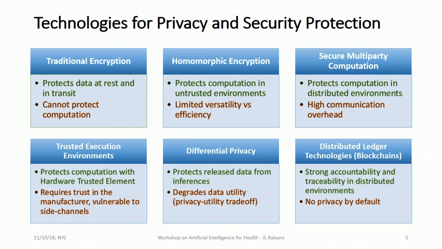untrusting parties, parties that do not trust each other, to compute functions on private data without revealing the data themselves. We also have trusted execution environments, which are a new technology where we have dedicated pieces of hardware that are isolated at the very low level where secure computation can take place. A recent product is Intel SGX, probably you have heard about that. There's also the concept of differential privacy, which is a notion of privacy that guarantees protection from inference attacks when aggregate data are released. And of course, distributed ledgers, which have nothing to do with privacy, but provide, if used in the right context, strong accountability and traceability in distributed environments.